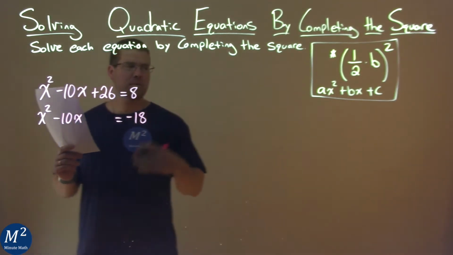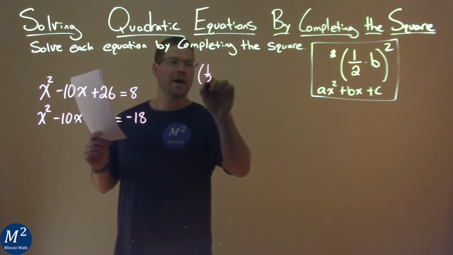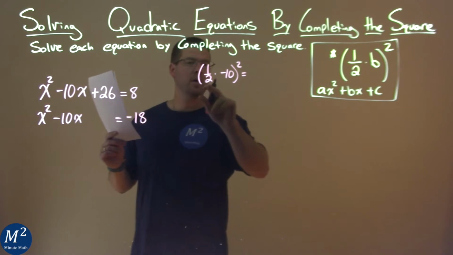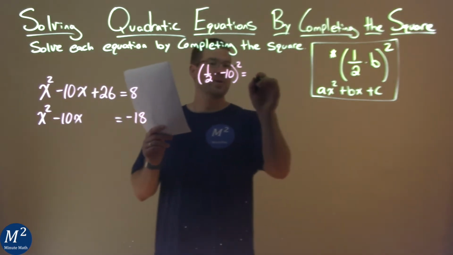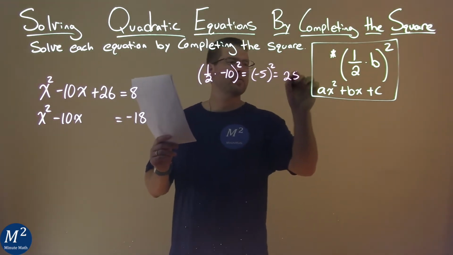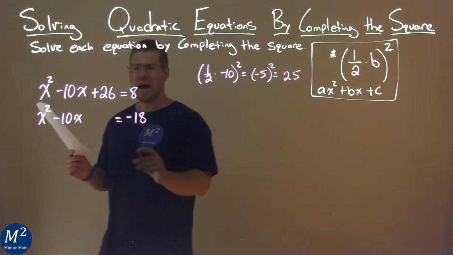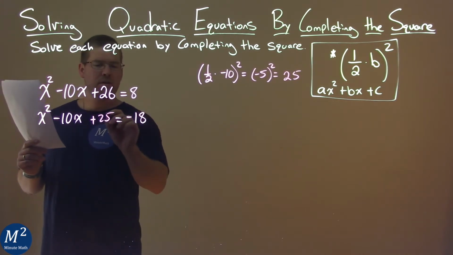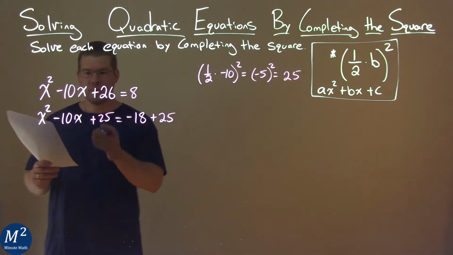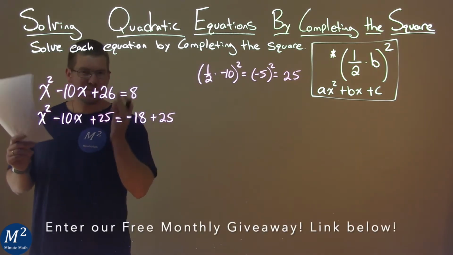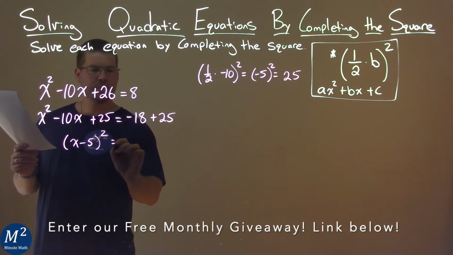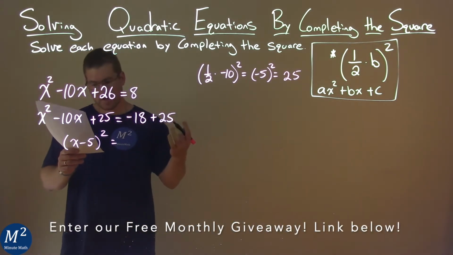Now I look at my b value, which is negative 10. 1/2 here times a negative 10, I'm using my formula, squared. Well, 1/2 times a negative 10 is negative 5. And then we square that, and we get a positive 25. So we add now a 25 to both sides of the equation. Well, x squared minus 10x plus 25, that's a perfect square. So we have an x minus 5 here, all squared. And negative 18 plus 25 is a positive 7.